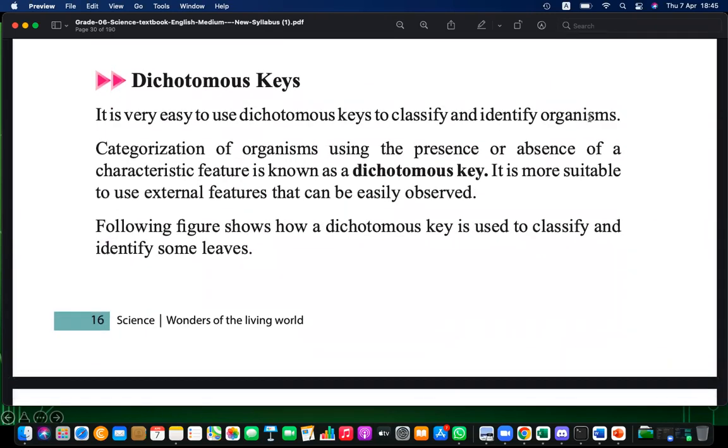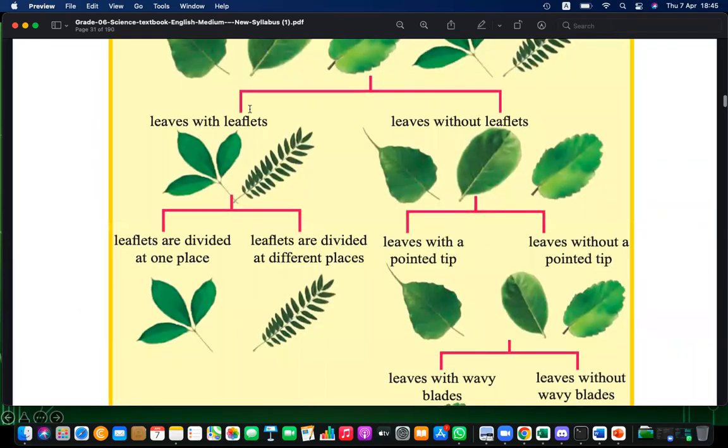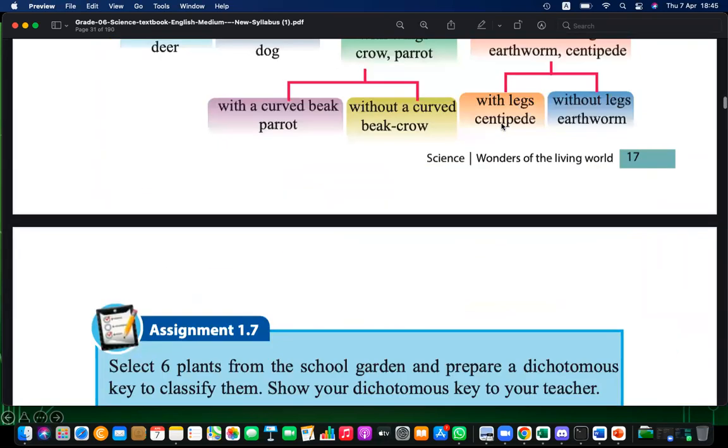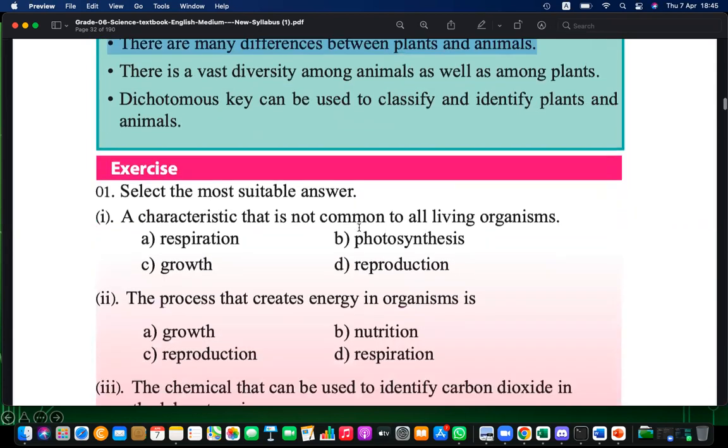Then dichotomous keys. A dichotomous key uses a physical or visible external feature which can be observed, and based on that, we can categorize things into two categories. We learned about that as well. That is the summary of what we have learned up to now. I think it's clear, and even if you watch this video today, you will understand.